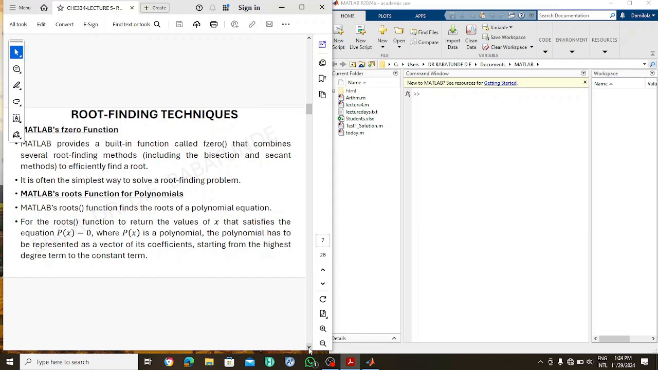But for fzero, it could be a polynomial, it might not be a polynomial. It could be anything that you need to find the root of. So a limitation of roots is that it is just specialized for polynomials.